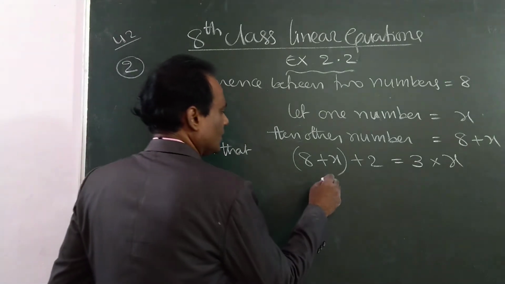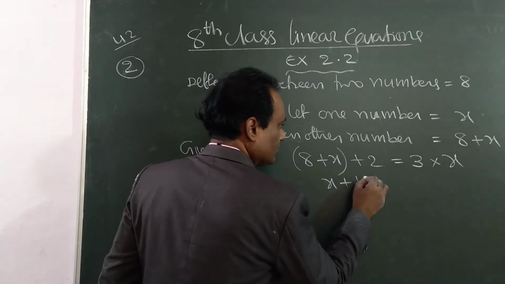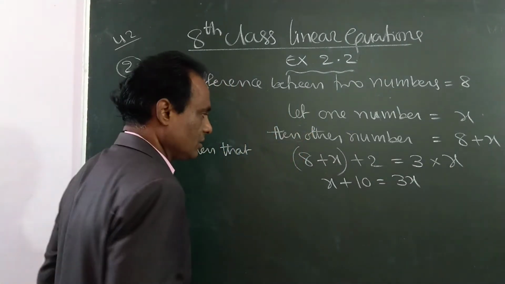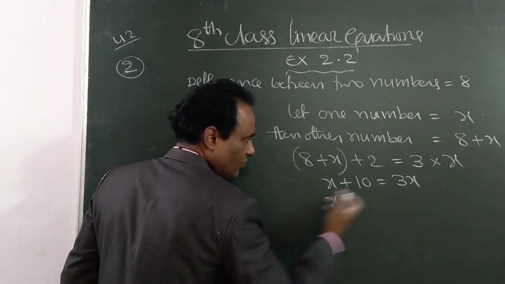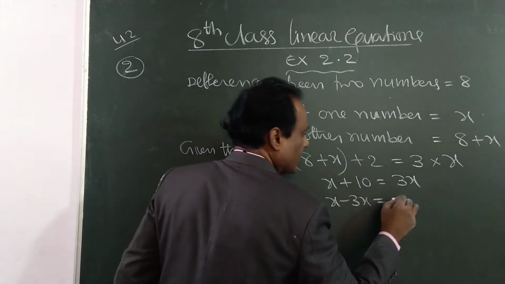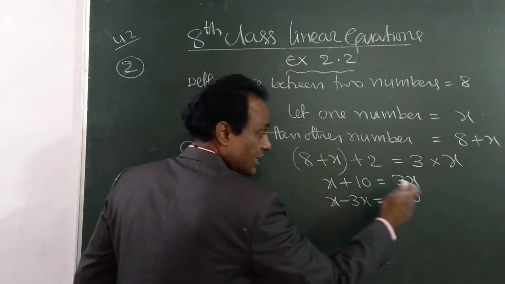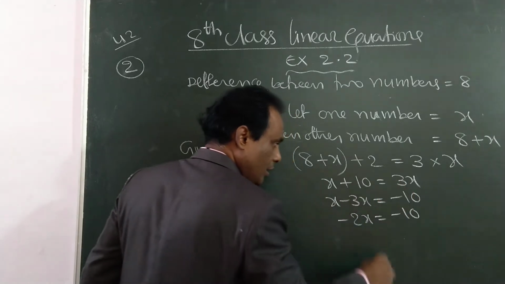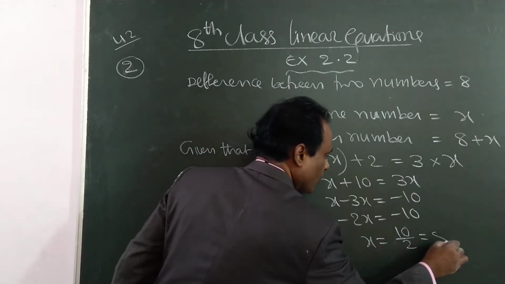You can do it. See here. x plus 8 plus 2 is 10. This is 3x. Bring x terms to this side, all x terms on one side. 3x to the left side becomes minus 3x, and plus 10 to the right side becomes minus 10. So minus 2x is equal to minus 10. Minus minus cancel. 10 by 2 is equal to 5.